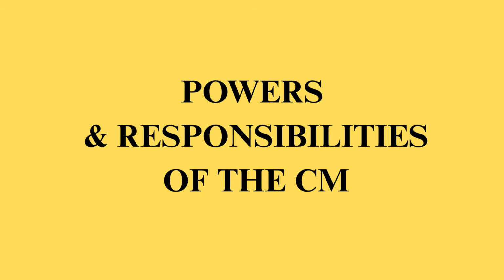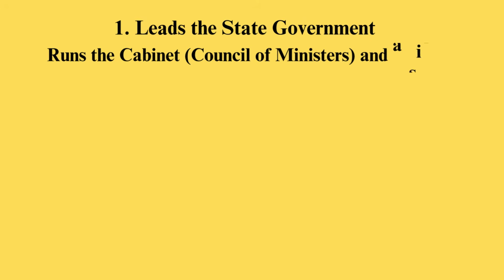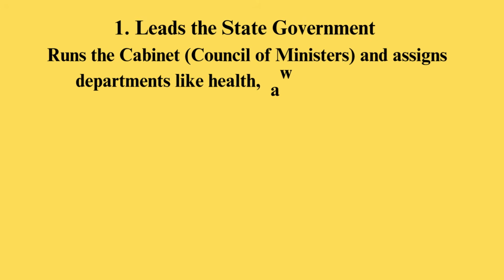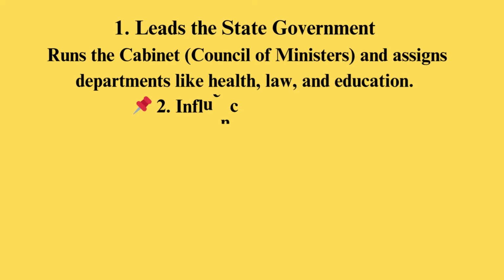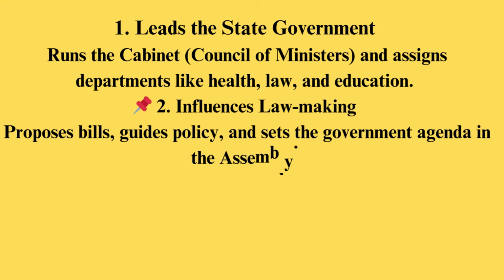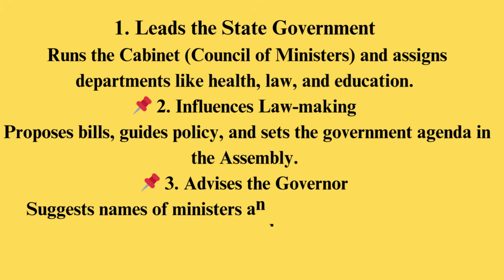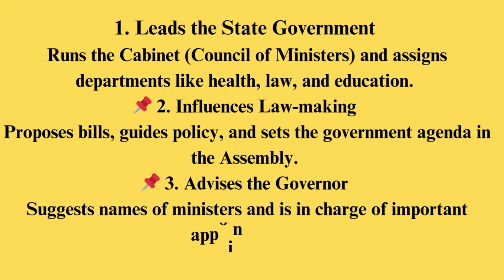Powers and responsibilities of the CM. First, leads the state government, runs the cabinet, council of ministers, and assigns departments like health, law, and education. Second, influences lawmaking, proposes bills, guides policy, and sets the government agenda in the assembly. Third, advises the governor, suggests names of ministers, and is in charge of important appointments.